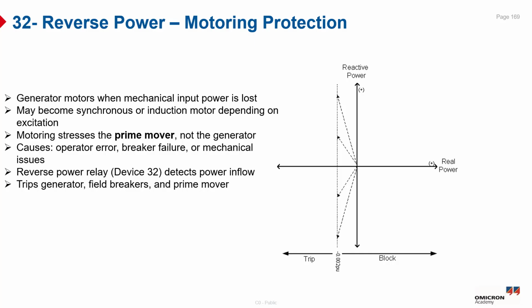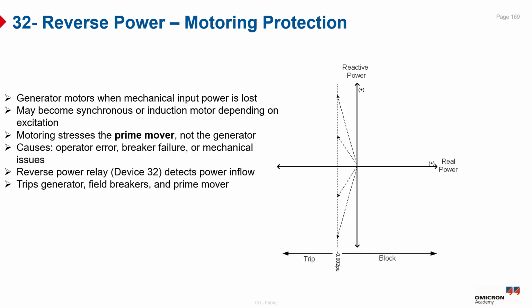The generator acts as a motor when the mechanical input power to its shaft is lost while connected to the power system. Assuming that the generator field is unaffected, the generator becomes a synchronous motor driving the prime mover at synchronous speed. But if the field excitation is also lost, the generator may lose synchronism and become an induction motor. Assuming that excitation is maintained, the generator can operate as a synchronous motor as we explained, so the motoring is damaging to the prime mover, not the generator. Motoring can result from operator error, a failure of generator breakers to open during shutdowns, or mechanical failures.